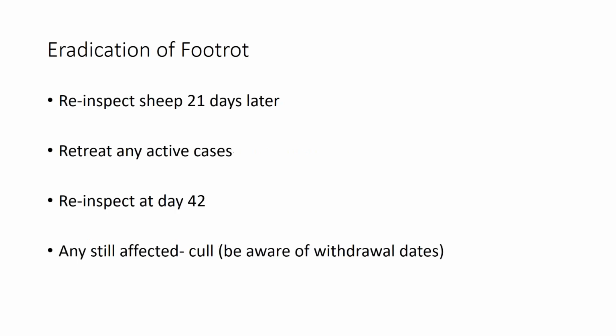They'll re-inspect the sheep 20 days later. Any animals that still have some signs of foot rot, retreat them with the antibiotic, and re-inspect them again 21 days after that, which would be day 42. If any of them are still affected at that point, cull them. Just get rid of them, because they're going to be hard to get rid of. Of course, you're going to have to be aware of the withdrawal dates on those particular drugs.